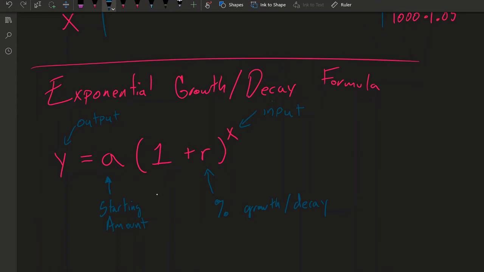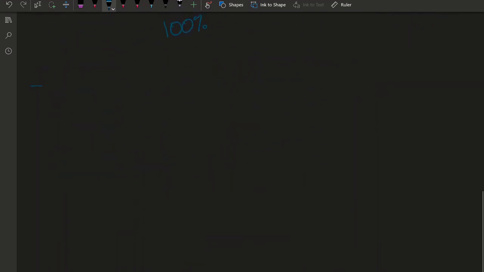Now, a quick note here: if it's growth, this is going to be positive. If it's decay, it's going to be negative. One other thing, there's this 1 right here that just kind of showed up out of nowhere. That 1 represents 100%. Because remember, when I first start off, I have 100%. I haven't gained anything. I haven't lost anything. I'm just at 100%.